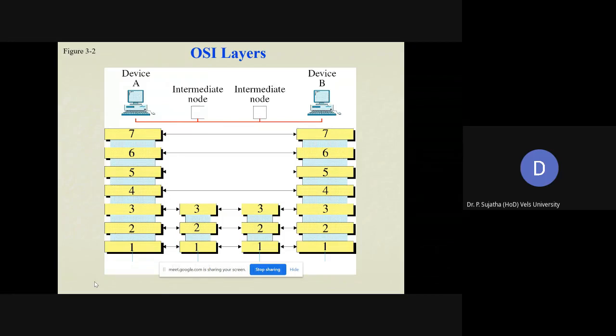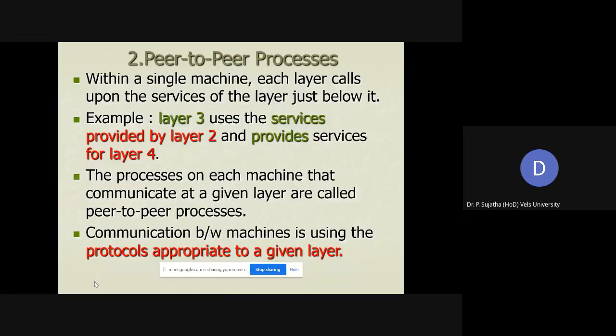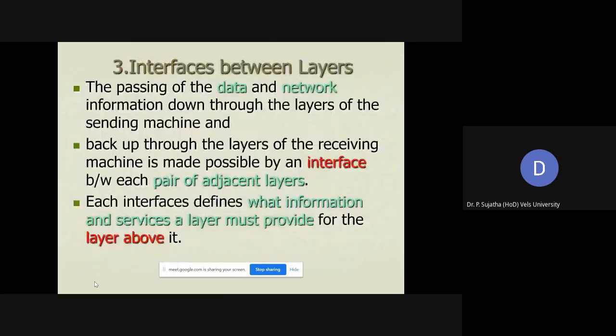Each layer will communicate with its higher layer through the interface only, through some connection only. Passing the data and network information through the layers is called interface. So interface is nothing but the connection between a pair of adjacent layers. Through the interface only, any layer can communicate with its next layer. Understood? So that is called interface between layers.